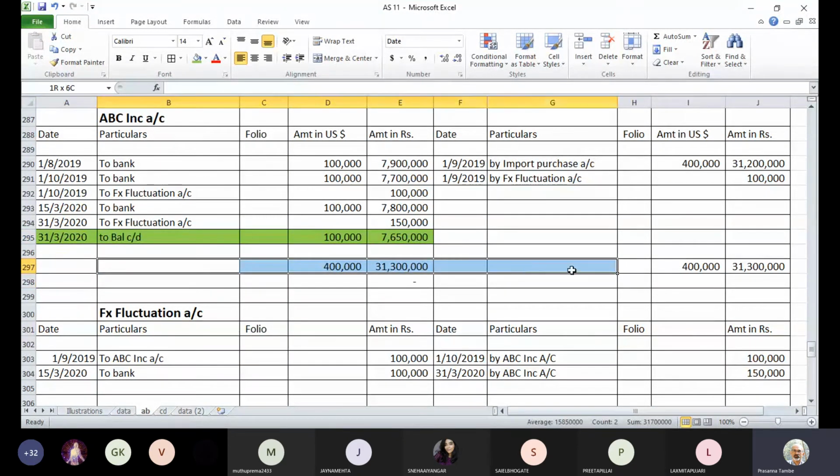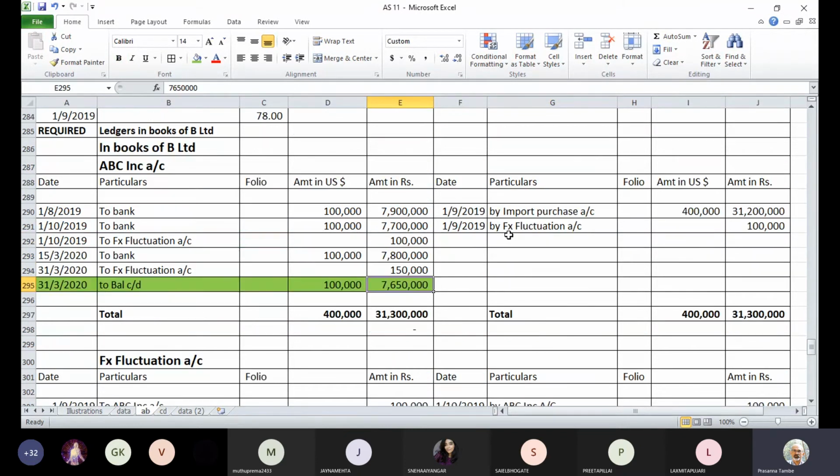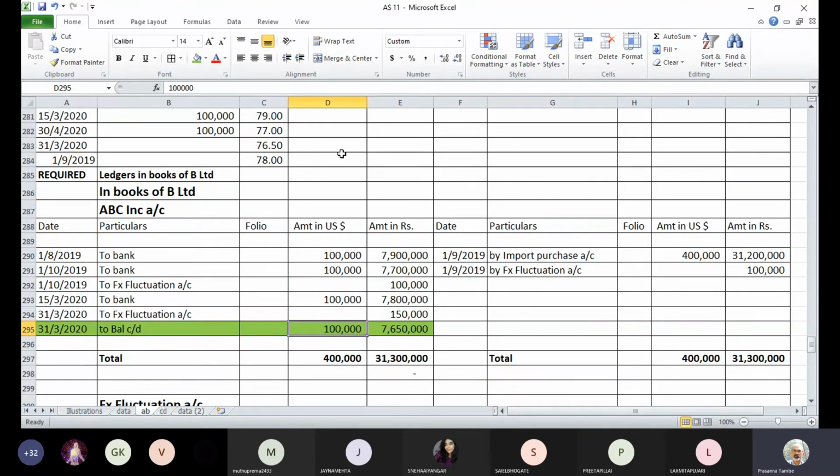Are you getting these balancing figures? You can run a cross check here. Outstanding in INR is 76 lakh 50,000. Outstanding in USD is 1 lakh. 76 lakhs 50,000 divided by 1 lakh should give you year-end rate of 76.5, and effectively you are getting that rate. That means your accounting is correct.